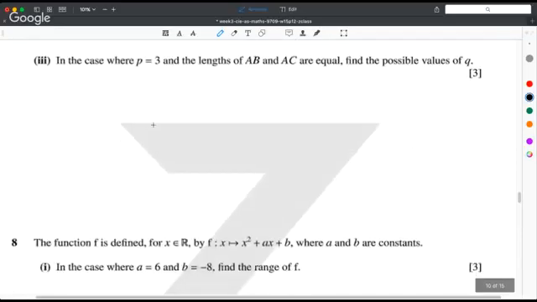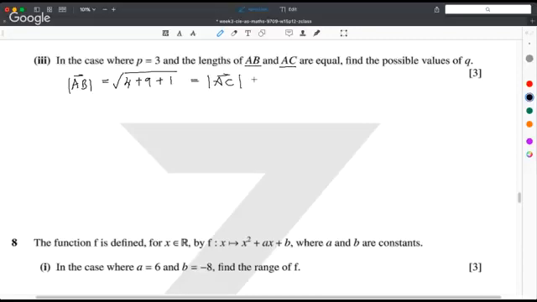Okay, so now they're telling us that in another third possible case, P is equal to 3, and they tell us the lengths of AB and AC are equal. So again, we know that the length of AB is the square root of 4 plus 9 plus 1. And they're saying that this is equal to the length of AC, which in our case, if we plug in the fact that P is equal to 3, we still don't know Q. This is going to be the square root of 9 plus 1 plus (Q plus 3) squared.